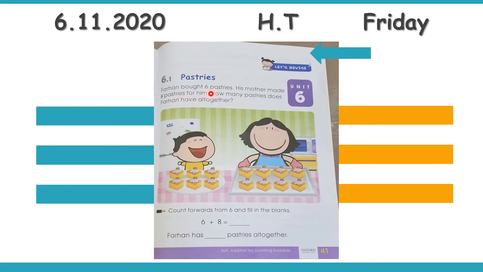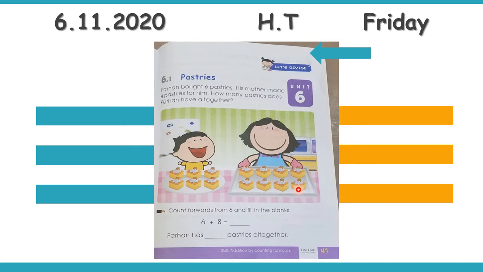Farhan bought 6 pastries. His mother made 8 pastries for him. How many pastries does Farhan have altogether? Farhan bought 6 pastries. Let's count the pastries. 1, 2, 3, 4, 5, 6. 6 pastries he bought. Then his mother made 8 more pastries for him. Let's count the mother's pastries. 1, 2, 3, 4, 5, 6, 7, 8.